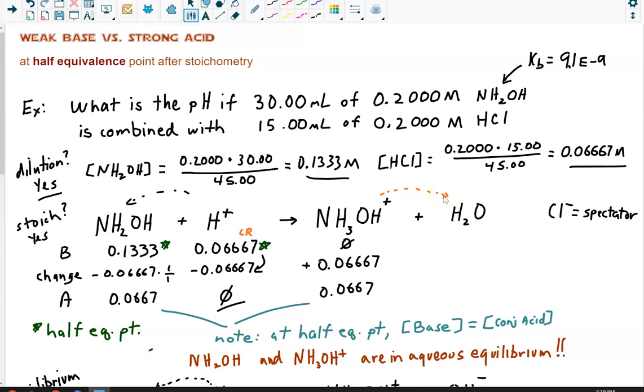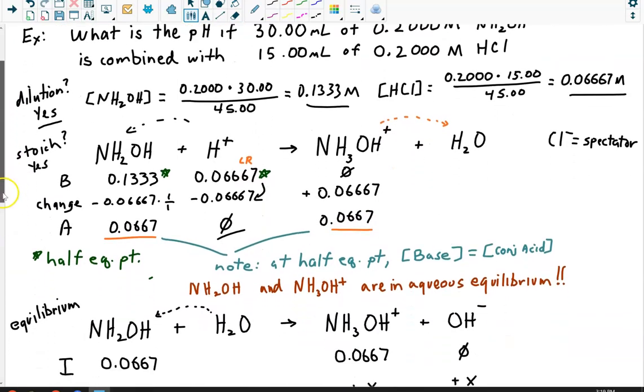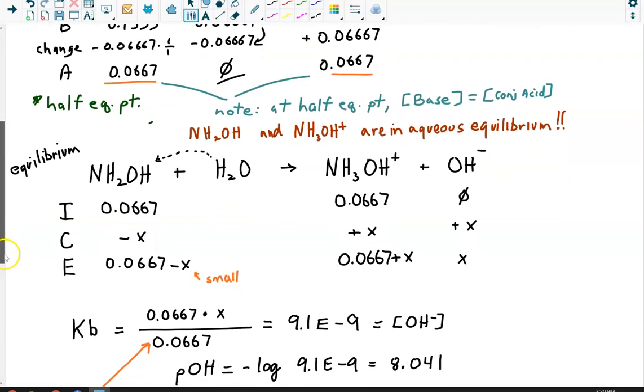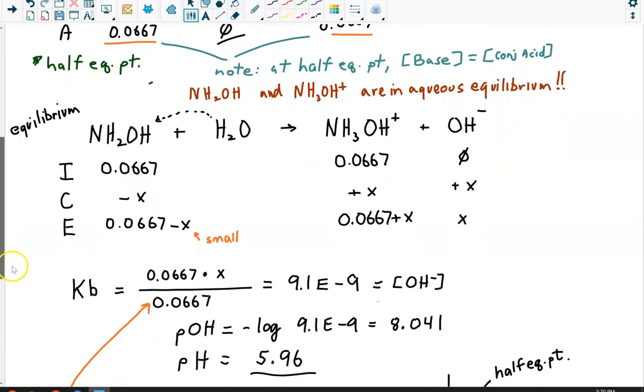So at this point, you realize you're at the half equivalence point because the concentration of this base and its conjugate acid are equal. Okay, so now these guys are going to set up an equilibrium because they're going to be present in water. And so you write the equilibrium.